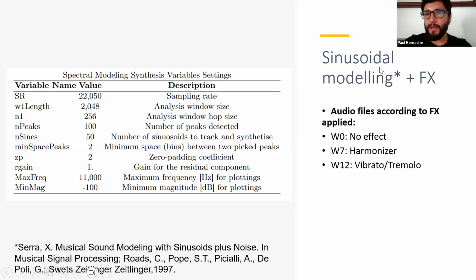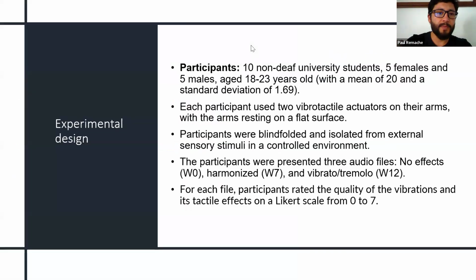And the audio effects, we can see here the audio effects we applied. We used the harmonizer, which is a kind of chorus effect that music producers usually add to the instruments when they are mixing and producing music. And also we used the vibrato tremolo effect. And we represented this with W0 to the file that has no effects, with W7 the audio with harmonizer, and W12 with vibrato tremolo.